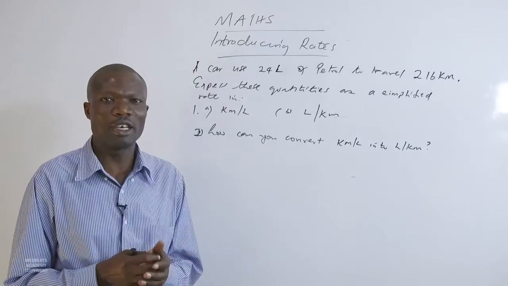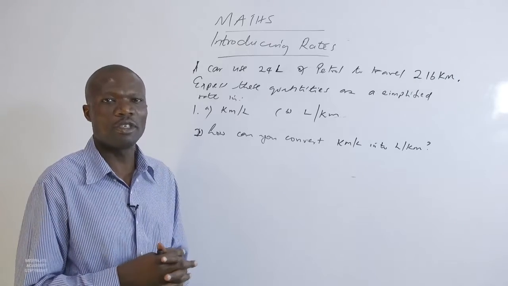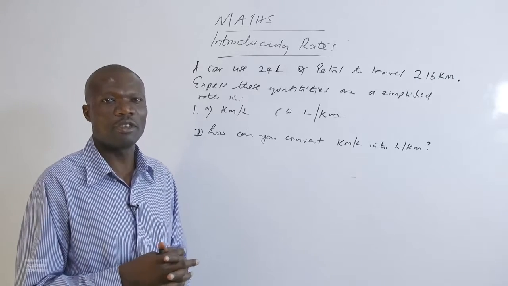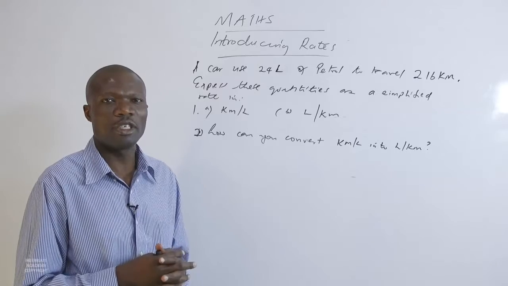Now, let us look at this question. A car uses 24 liters of petrol to travel 216 kilometers. Express these quantities as a simplified rate. One part is kilometers per liter, and the second part is asking us in liters per kilometer.